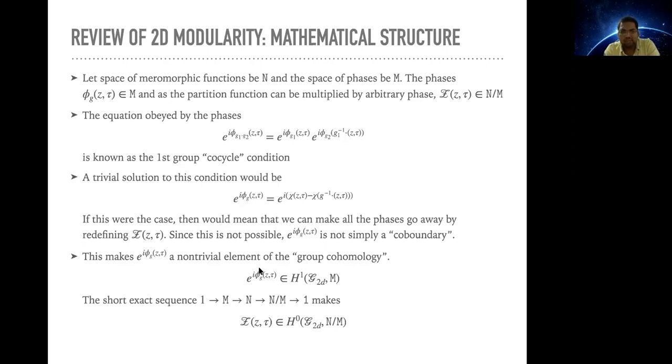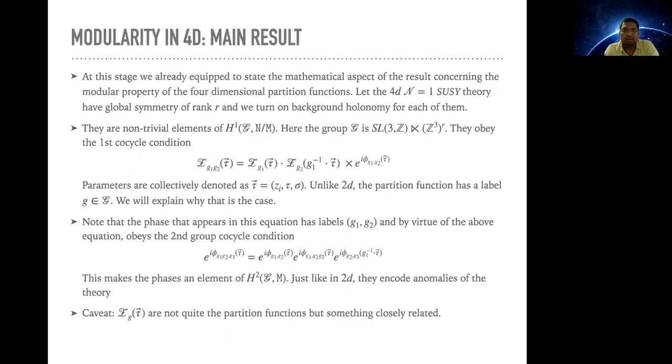So this is what we learn from the discussion of two-dimensional modular invariance of elliptic genera. Moreover, once you realize that this is a non-trivial element of the first group cohomology, it automatically makes the partition function itself, which belongs to N mod M, a non-trivial element of the zeroth group cohomology. This is because you cannot quite get rid of this phase by redefining the partition function. And it's zero because it doesn't have any group label g here. Now, with this vocabulary, we can state the result in 4D. Any questions so far before I move to 4D?